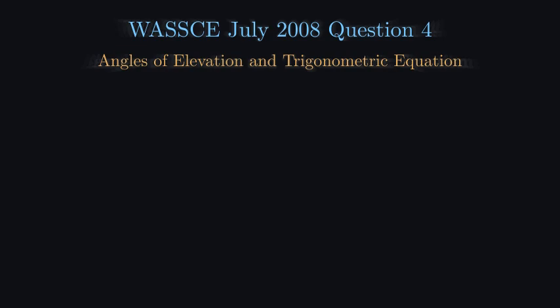Today, we are solving WASSCE July 2008 question 4. This question has two parts. The first part is about angle of elevation, and the second part is a trigonometric equation.